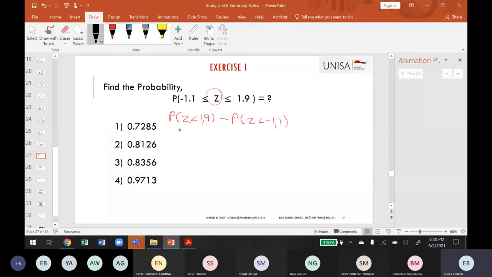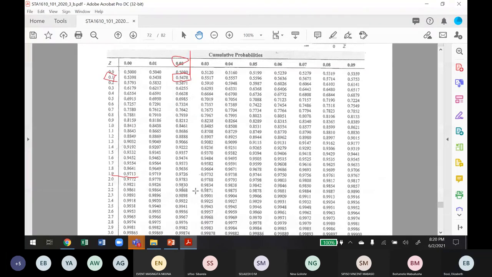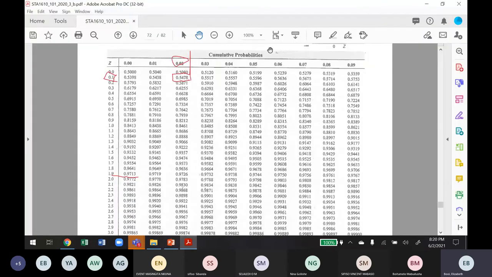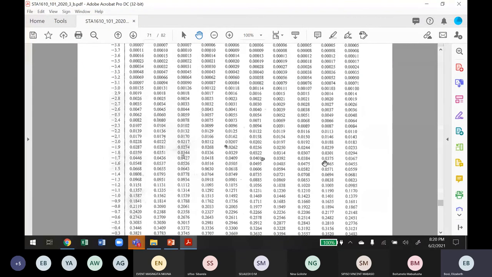So that is 0.9713. Sorry. And we're looking for minus 1.14. So we need to go to the negative side. 1.1.